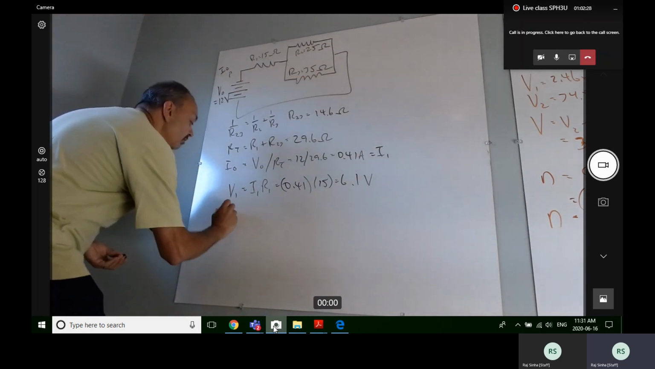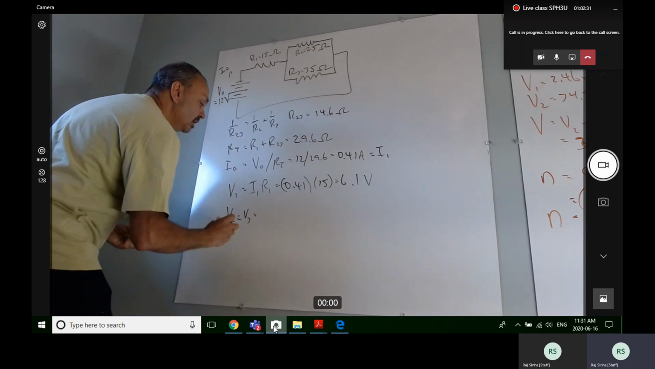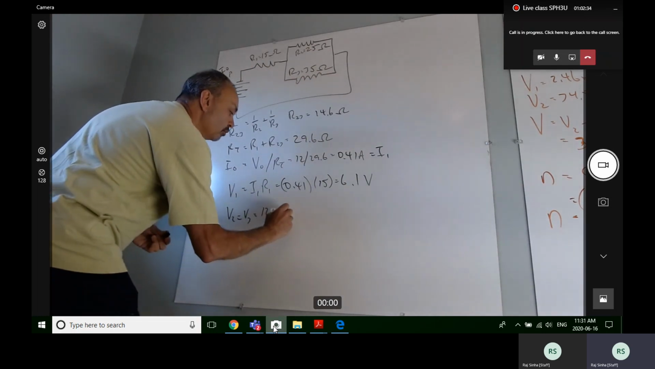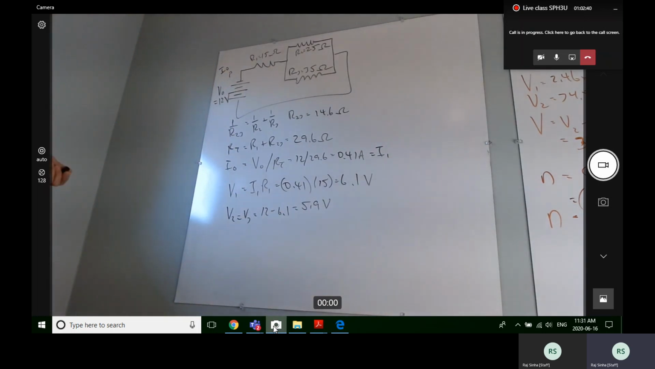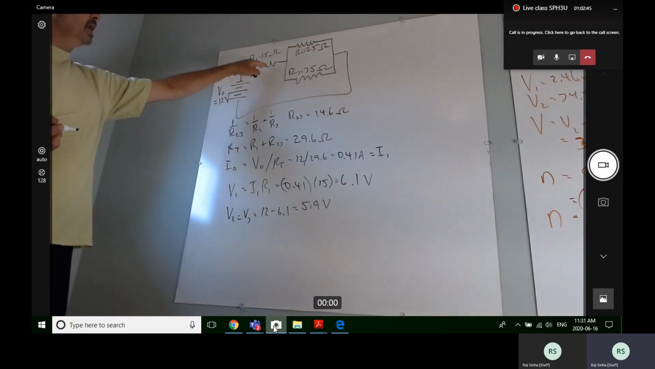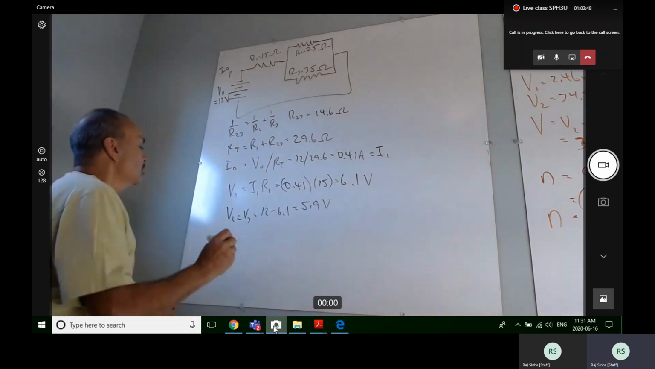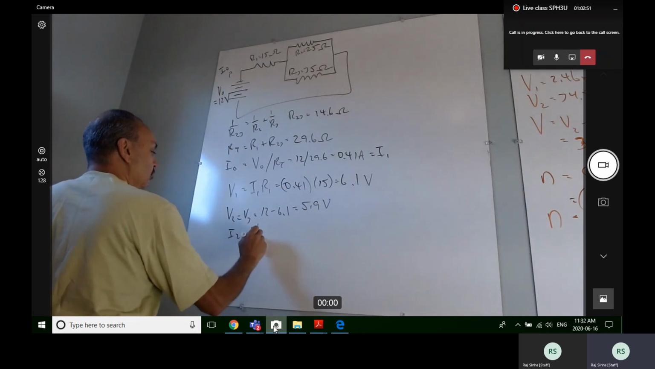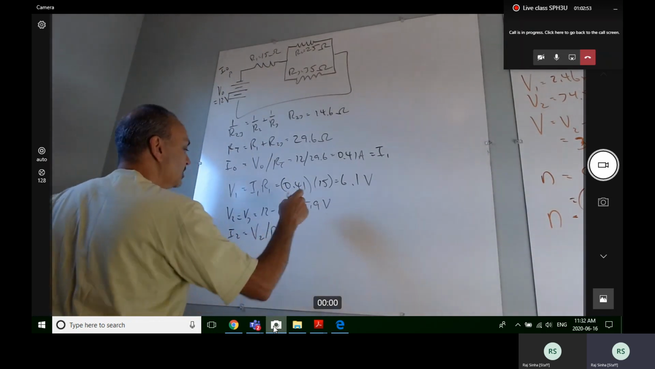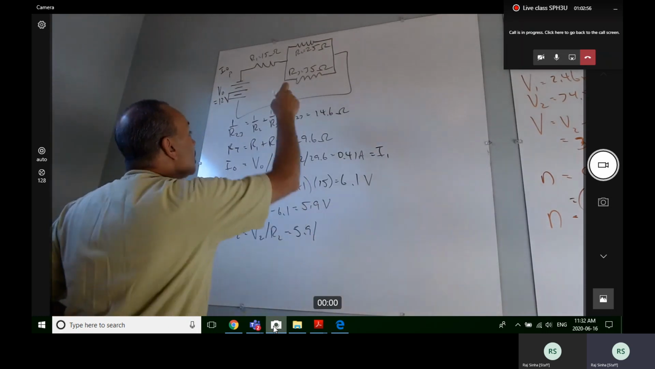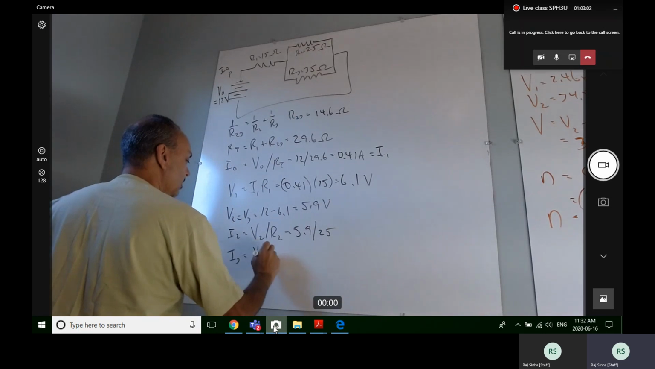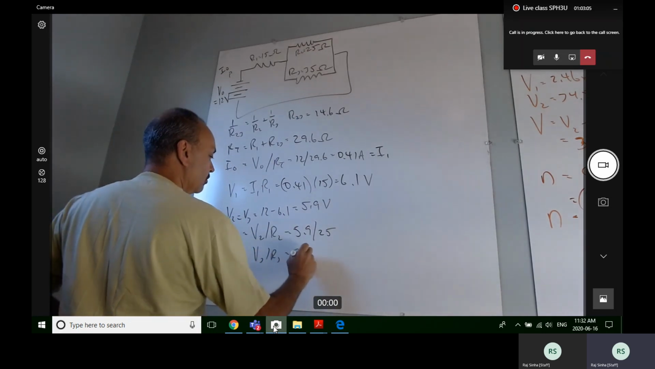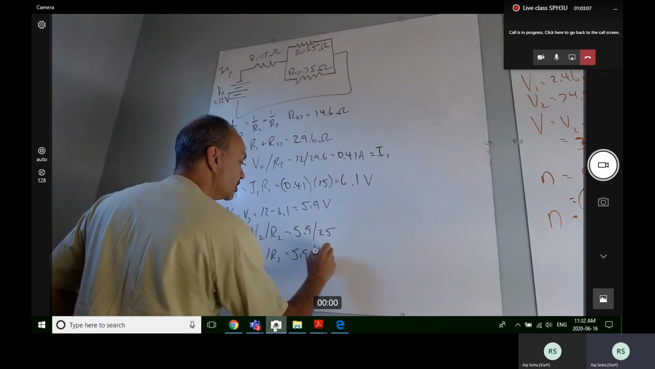So V2 is going to be the same as V3, which is equal to 12 minus 6.1. So I now know V1, V2, and V3. I know I1, so I now have to calculate I2 and I3. I2 equals V2 over R2, and V2 is 5.9 divided by my 25 ohms. And my I3 is equal to V3 over R3, which is 5.9 volts divided by 35 ohms.